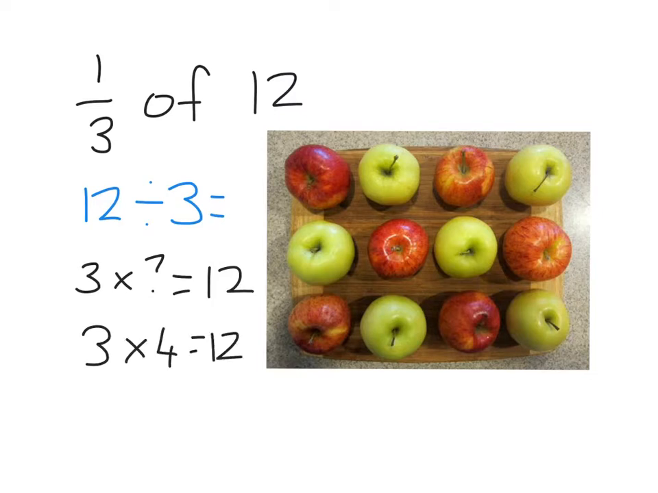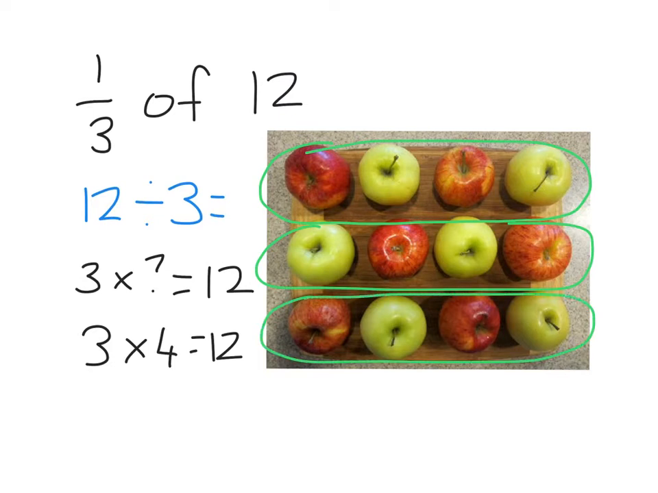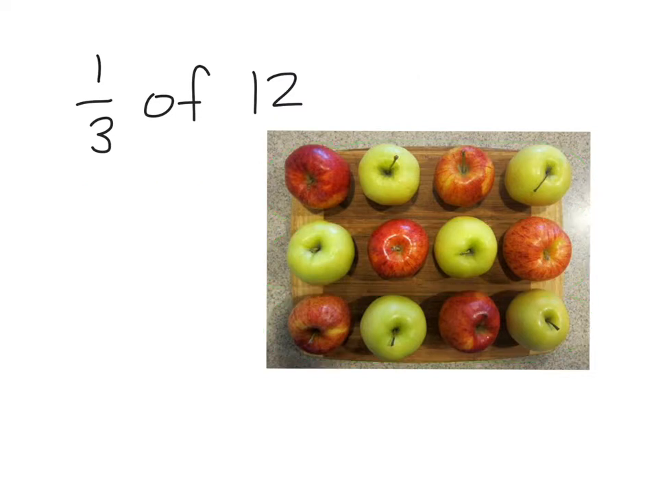Let's have a look at my picture here and see if I'm correct. So I wanted to find out 1/3 of 12. Here I have 12 apples. Let's divide them into 3 equal groups. So I've got one group here, here's another group, and here's another group. And I can see that in each group there are 4 apples. So 1/3 of 12 equals 4. So I've just worked out that 1/3 of 12 equals 4.